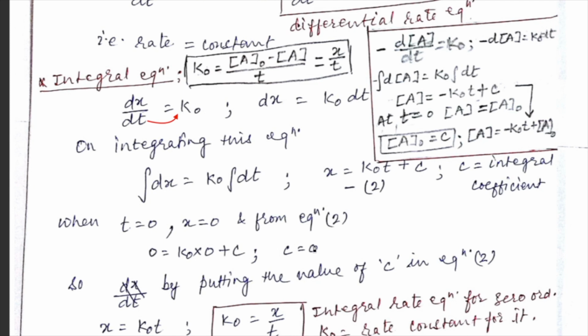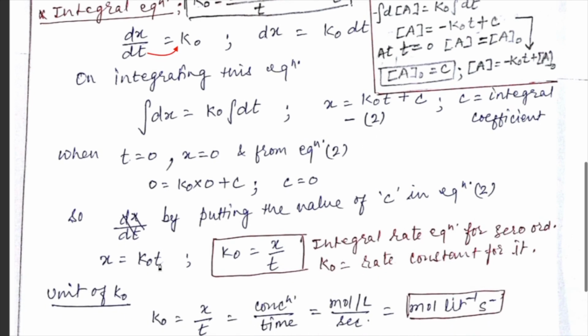Okay. So if we put this value of c as 0 in equation 2, then we get x is equal to K naught t. C becomes 0, so it comes out as x is equal to K naught t. Here we have written x is equal to K naught t. So from this equation we can write the formula of K naught. K naught is equal to x upon t. This equation is known as the integral rate equation for zero order reaction. As we know, K naught is the rate constant for zero order reaction.